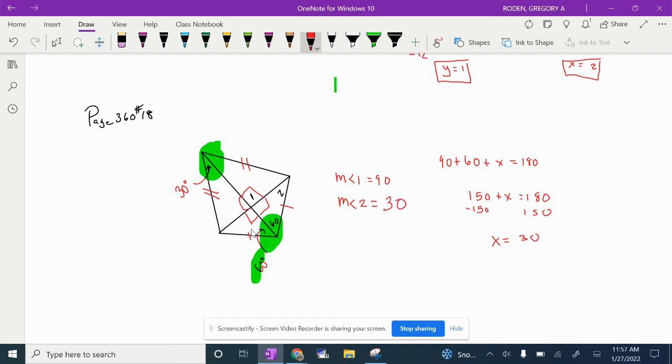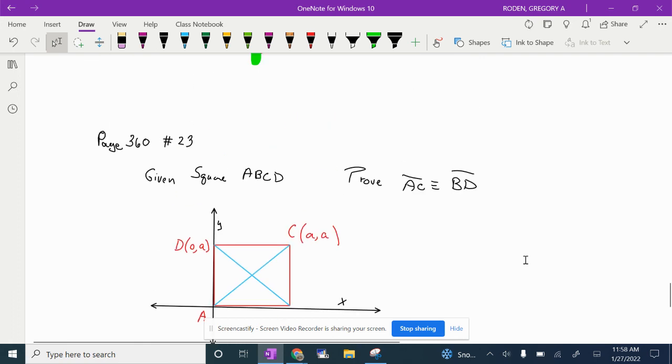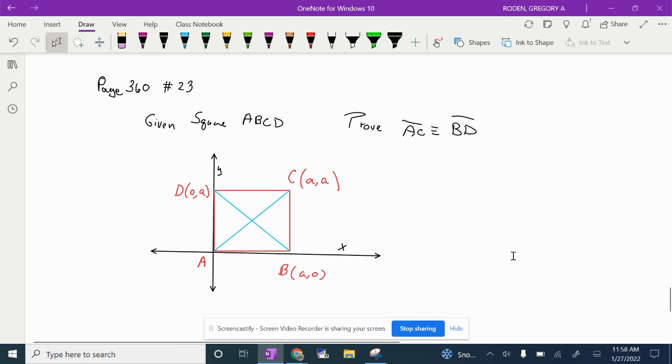And we're done. All right, so I think that's it for that. I don't know if there was another way we could do that, but I think we got both of those answers right there. All right, let's take a look at the last one. The last one is page 360, number 23. It says that we want to prove in this case that the diagonals are congruent.